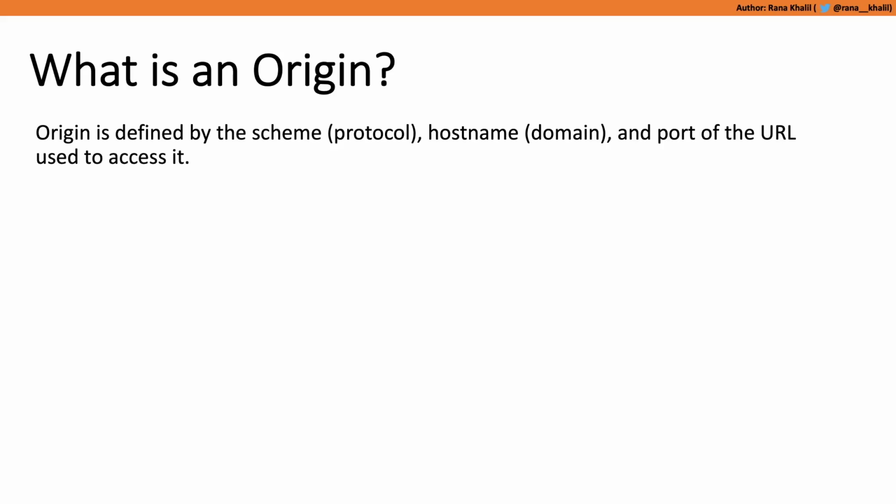Now we've so far defined the origin as the location where the request originated from, but what does that really mean? Well, two URLs are defined to have the same origin if the protocol or the scheme, the host name or the domain, and the port are the same for both.